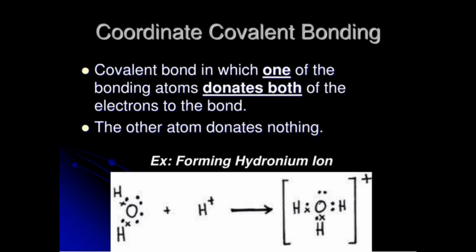Now we are looking at coordinate covalent bond. A coordinate covalent bond is one in which one of the bonding atoms donates both of the electrons to the bond. What do we mean by that? In pure covalent bonding, each of them donates electrons for sharing. But in a coordinate covalent bond, only one is donating electrons for sharing. Only one donates, and the other atom donates nothing.